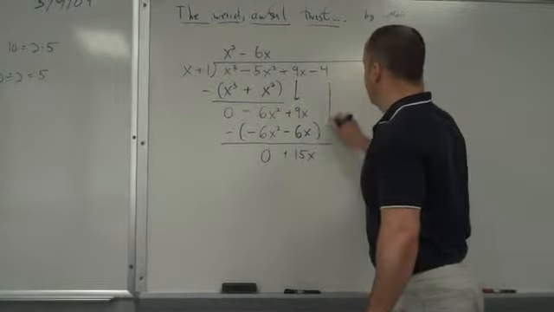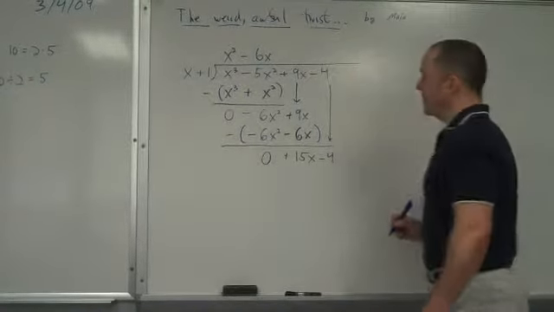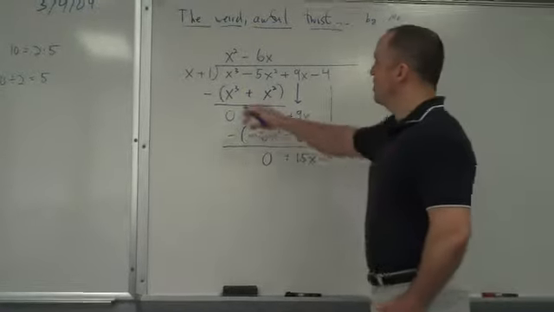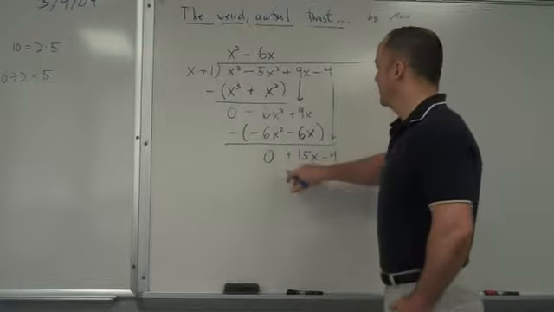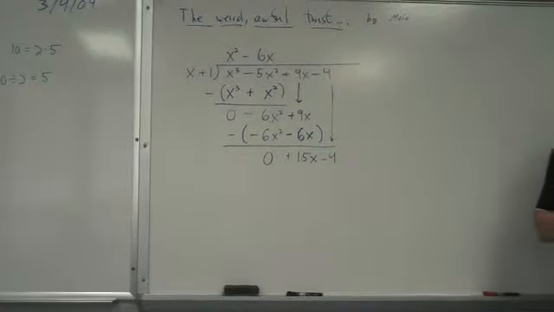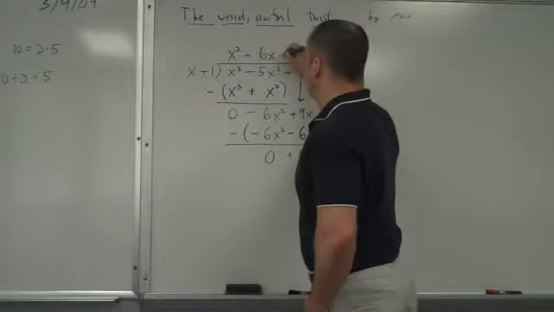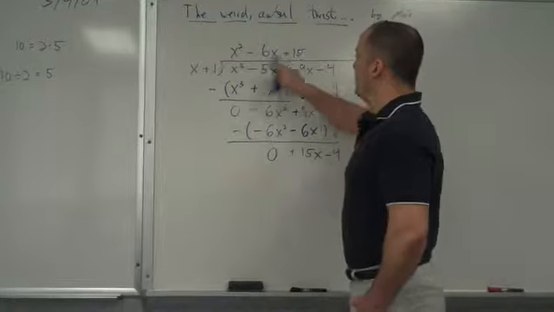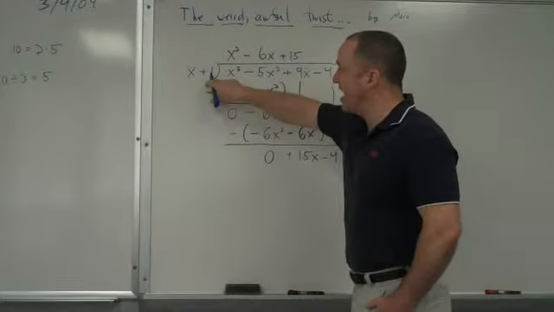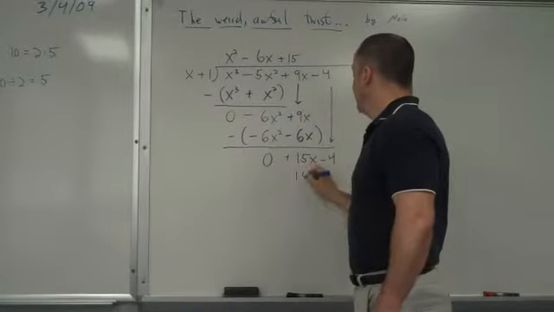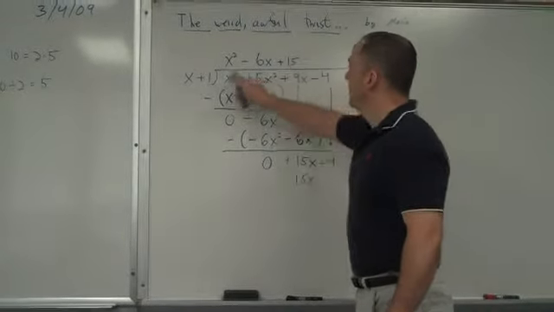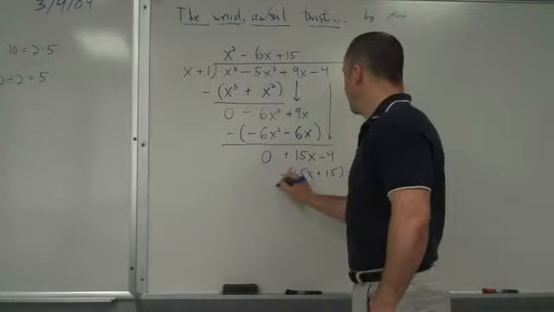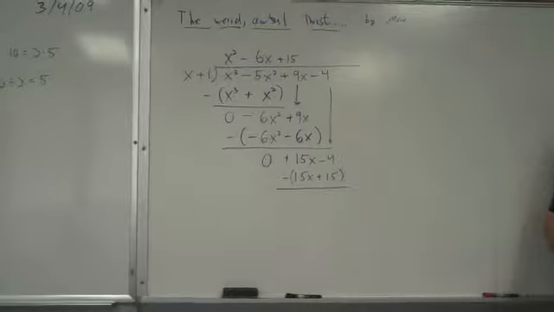And now I'll bring down the minus 4 at this point. Now I ask myself, what do I multiply times x to get 15x? Positive 15. So I put plus 15 here. Then I multiply it by my entire binomial here, and this gives me 15x, which I line up with this 15x, plus 15. Then I subtract the whole thing.